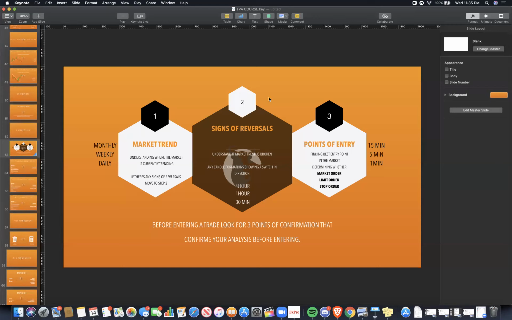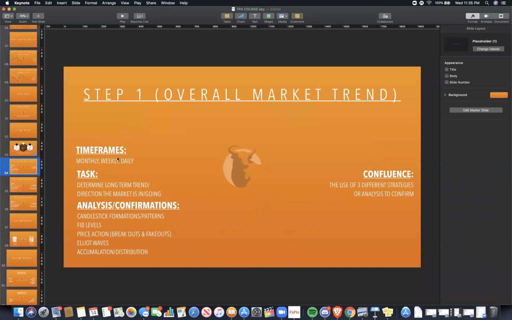Now, let's start off by talking about the first step, right? On the first step, we're going to be using the monthly, the weekly, and the daily. The important thing that we're looking for, again, is confluence. We're using three different strategies or analyses to confirm what we're looking for. Some of the confirmations you can use are candlestick patterns and formations, Fib levels, price action, such as actual candlesticks, or breakouts and fakeouts, the Elliott waves, accumulation and distribution, news events, right? We can use all of this information.